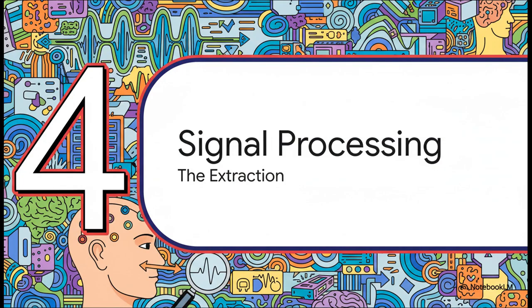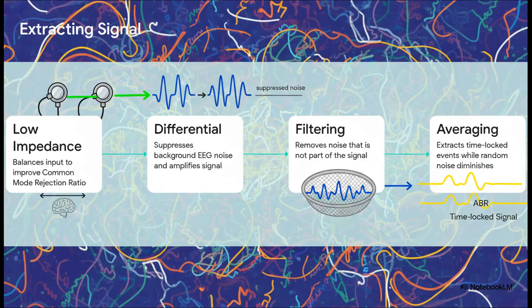All right, Section 4, signal processing secrets, the extraction. Remember, we are dealing with signals on the scale of fractions of a microvolt, completely buried in a massive sea of background electrical noise from the patient's own body. We're talking muscle activity, random EEG waves, even environmental electrical interference. When you're fighting excessive patient EEG noise, these 4 sequential steps are literally what save your data.